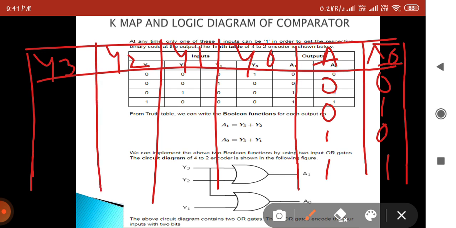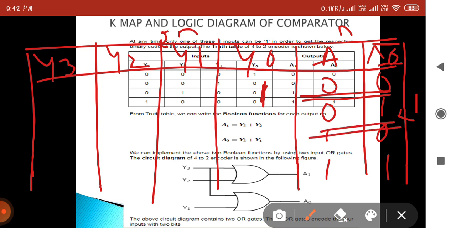These are the inputs. If the outputs are n, the inputs are 2 raised to n. Here n is 0, 2 raised to 0, so which one is high? This y0 is high. Then 2 raised to 1, the second one, this y1 is high.